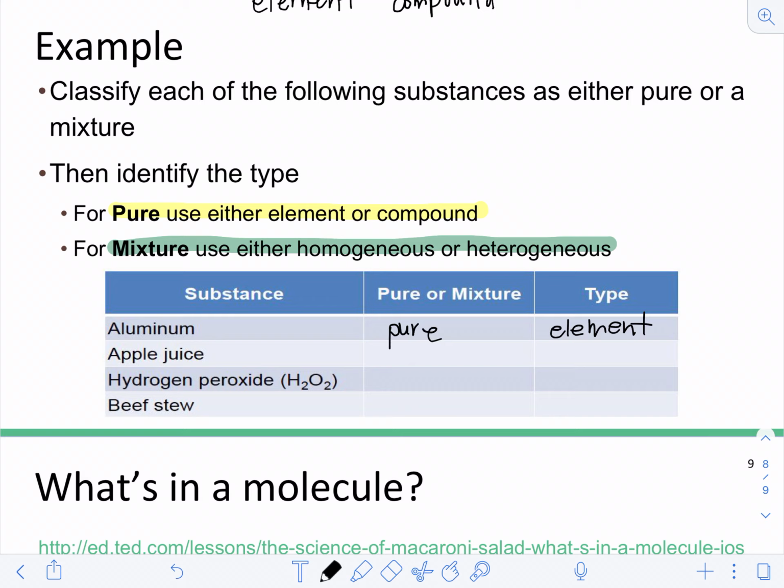All right, apple juice. Definitely not on the periodic table, so it's maybe not an element, and there's no chemical formula for apple juice. So we know that it's going to be a mixture. And the type of mixture: usually apple juice is pretty clear. If you have a glass of apple juice and you take a sample from the middle, the bottom, and the top, they should all be the same. So we're going to call this a homogeneous mixture.